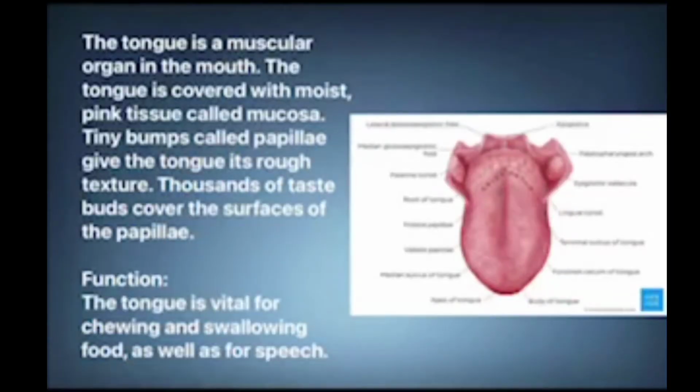The tongue is a muscular organ in the mouth. The tongue is covered with moist, pink tissue called mucosa. Tiny bumps called papillae give the tongue its rough texture. Thousands of taste buds cover the surfaces of the papillae.